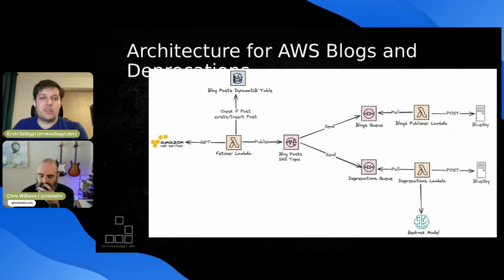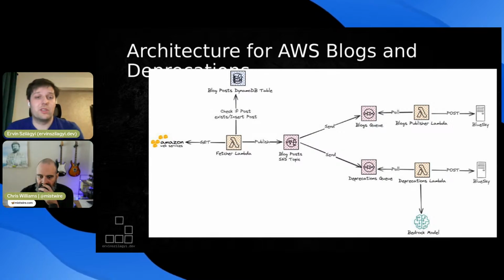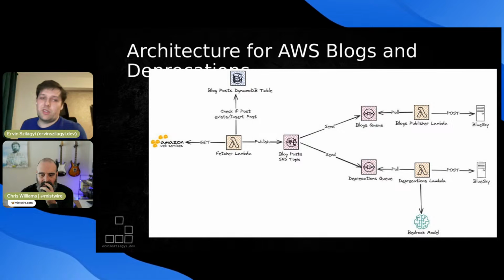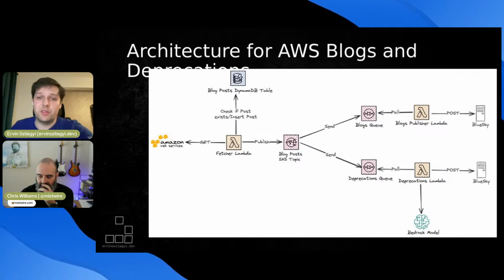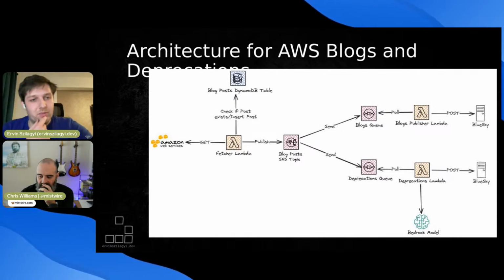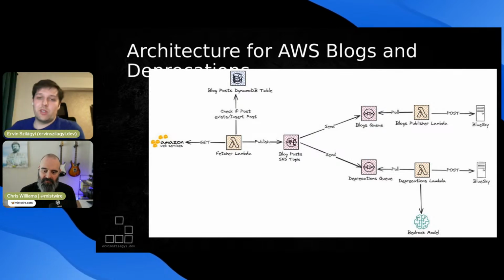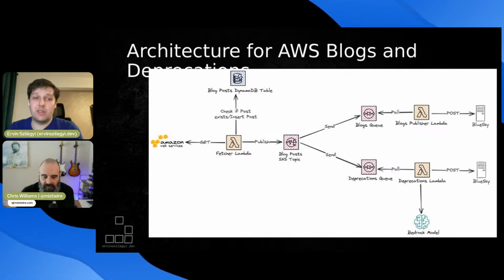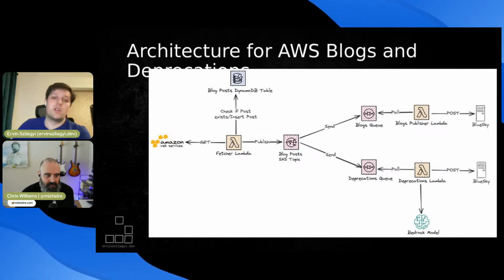But instead of posting, it will just publish the certain information from the blog post to an SNS topic, from which there are two Lambda functions, one for blogs and one for deprecations, that are essentially reading these events and reposting them. Now, in case of the blogs, essentially for the blog publisher Lambda, I repost everything I get because, again, the filtering of what was and what should be posted is done by the fetcher Lambda.